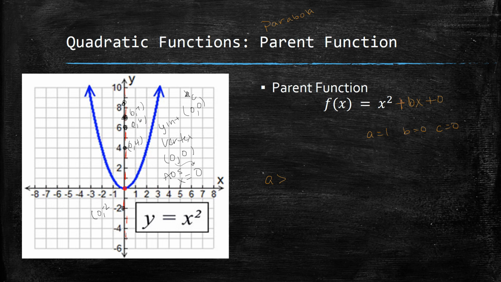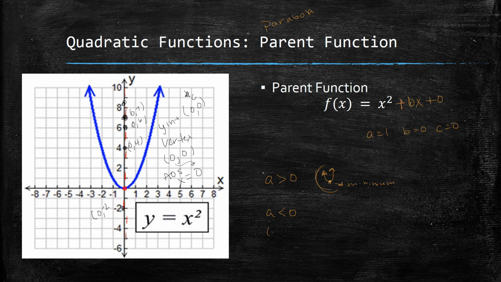A few things from the previous slide that you need to know. If a is greater than 0, your graph is going to open upwards. So your parabola opens upwards, your vertex is going to be down here at the bottom, and we call that a minimum. Okay, so if I tell you this quadratic function has a minimum, then you should already picture this in your head. You should know that it's going to be opening upwards.